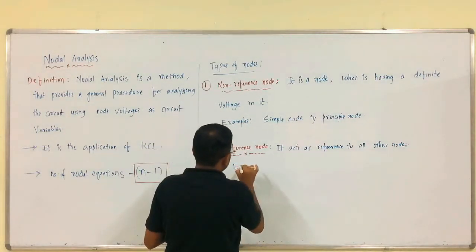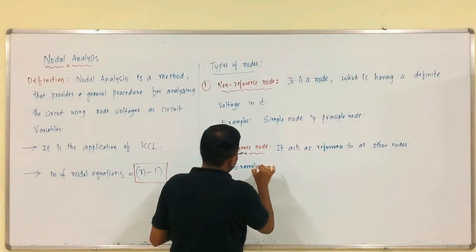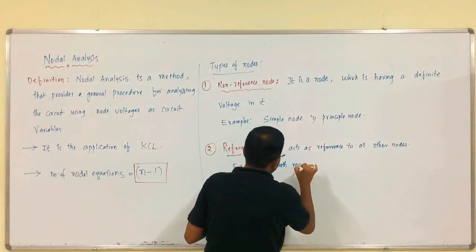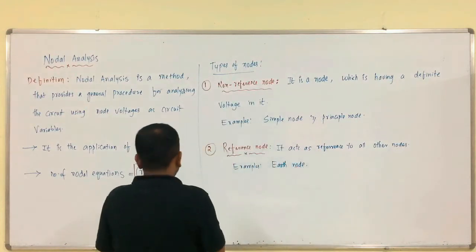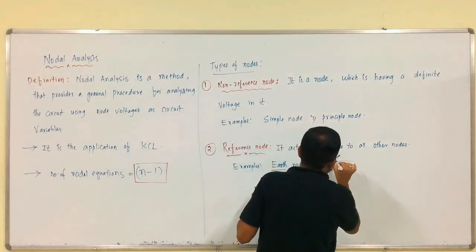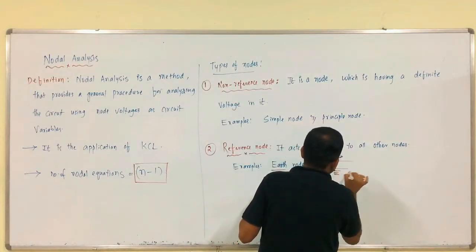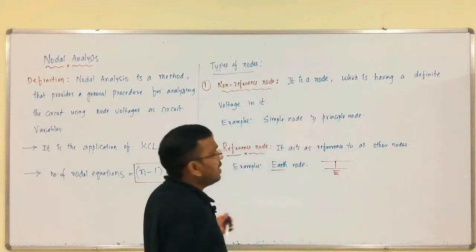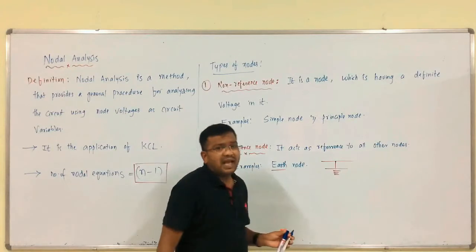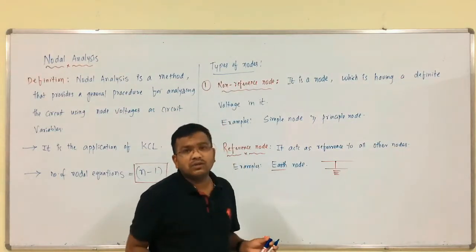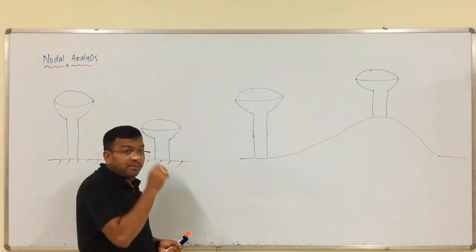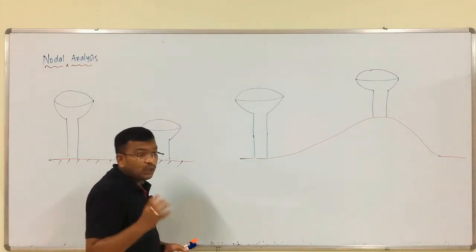Examples: earth node. What is this earth node? This is nothing but a reference node. So, what is the meaning of this reference node? It acts as reference to all other nodes. What is that meaning? See, to explain the importance of reference node, here I am considering two examples.